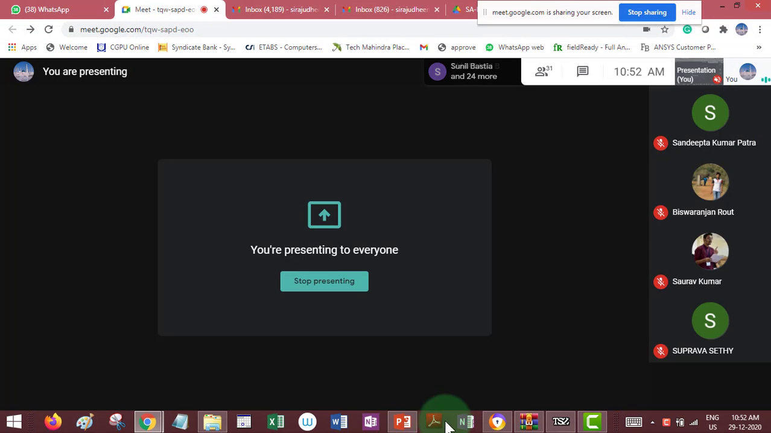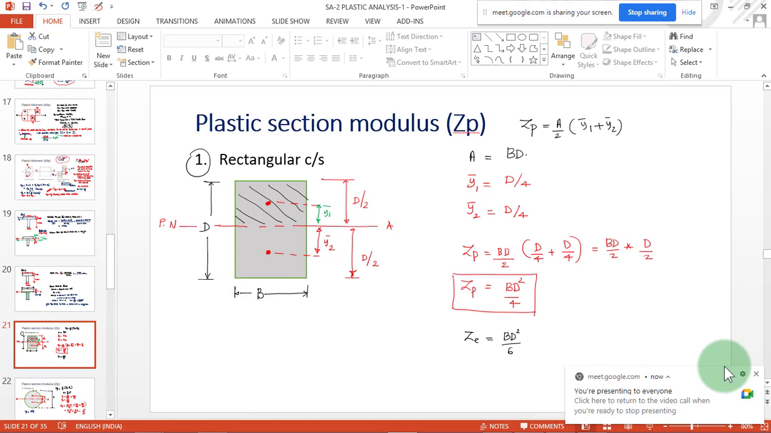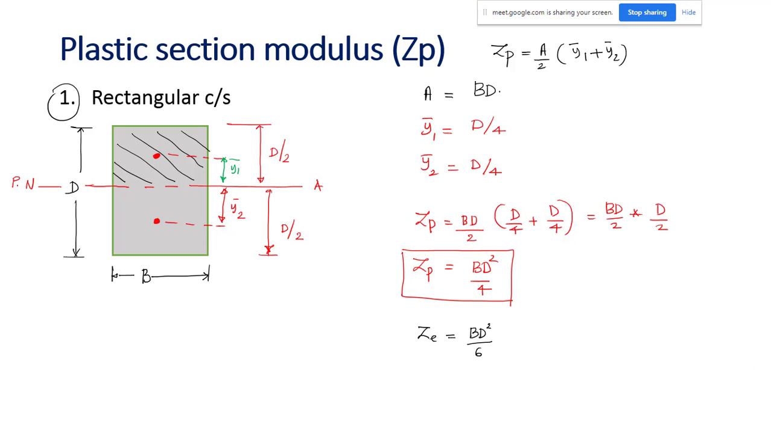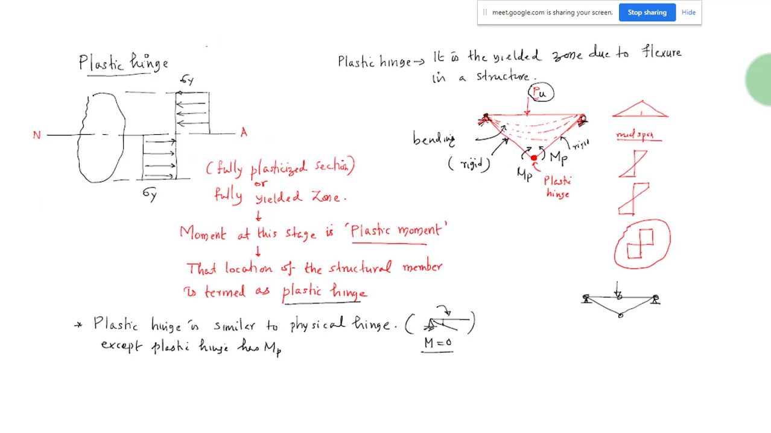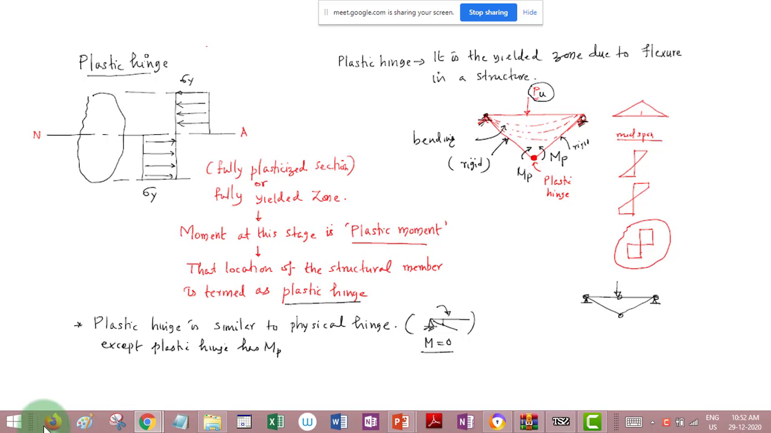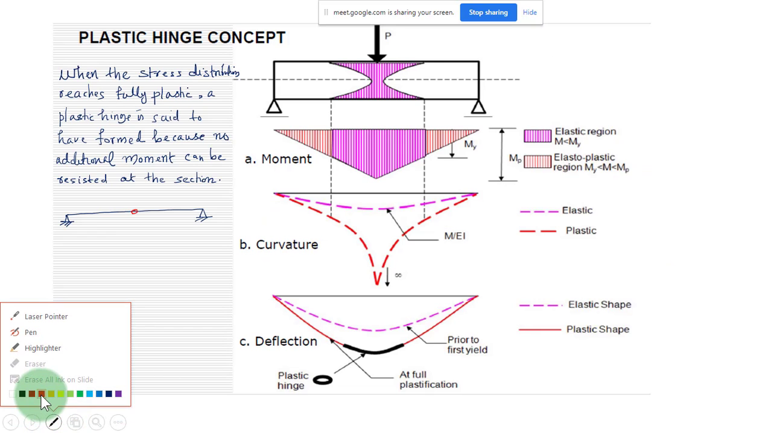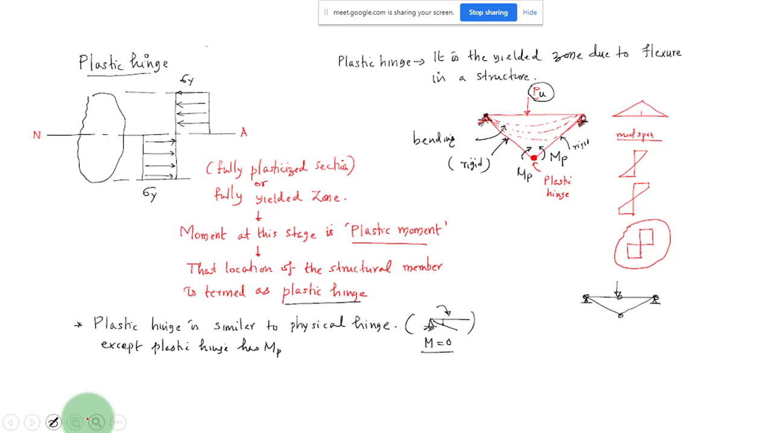Okay, so I think up to that we have discussed. So we will continue from there. After that, we started discussing plastic hinge. The plastic hinge is nothing but, at the ultimate stage, what will happen? Your stress will become like this, and it is happening at a cross section.